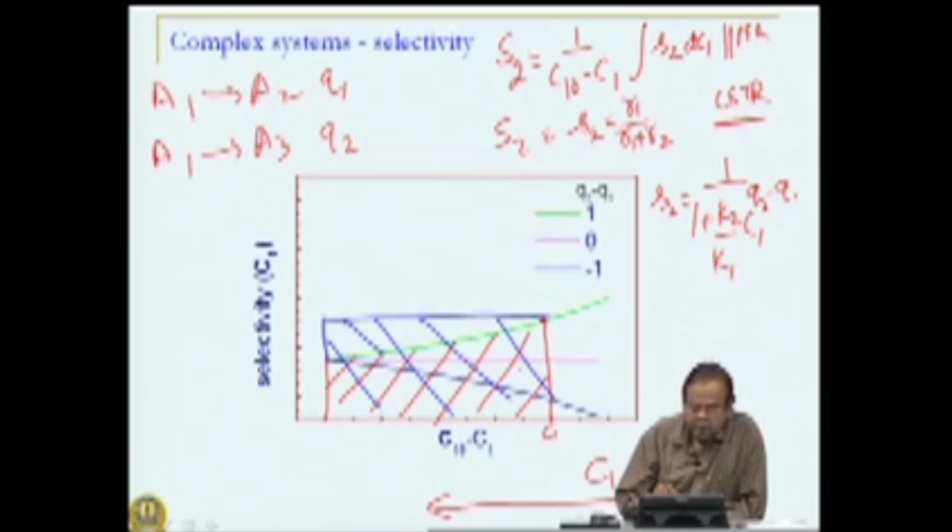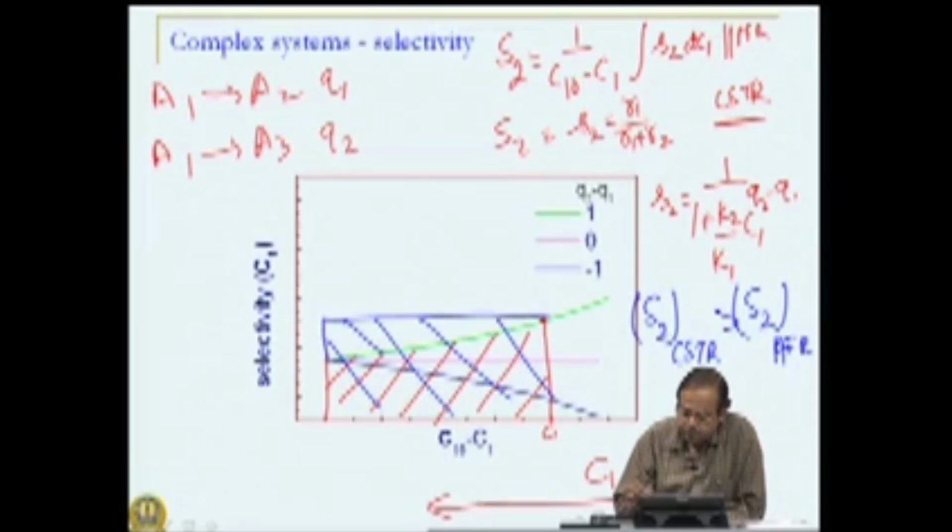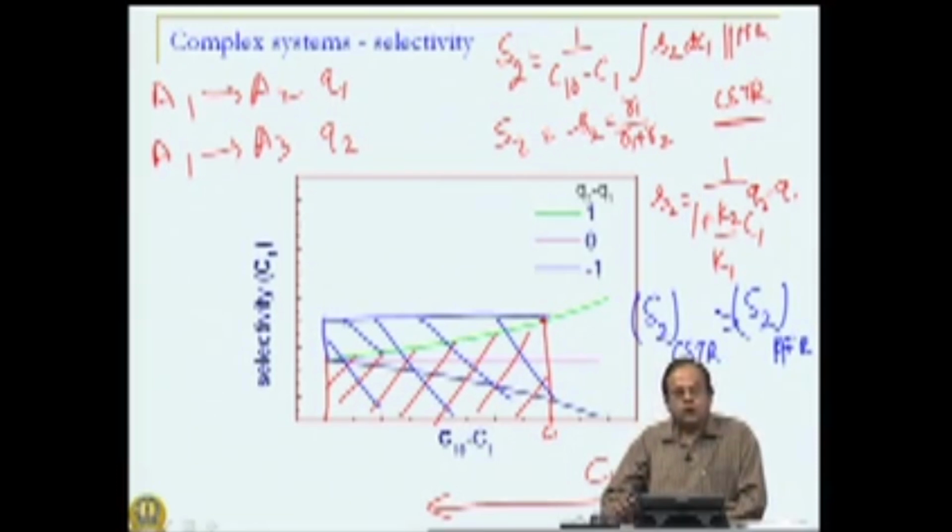And you can clearly see here that if Q2 is greater than Q1, then what happens? Selectivity in a CSTR is higher than the selectivity in a plug flow reactor, which means that as far as the selectivity is concerned, CSTR is better than plug flow reactor.